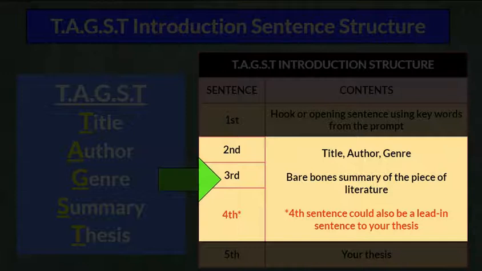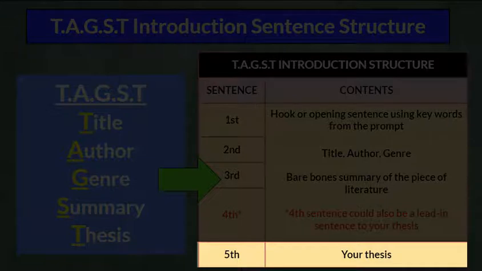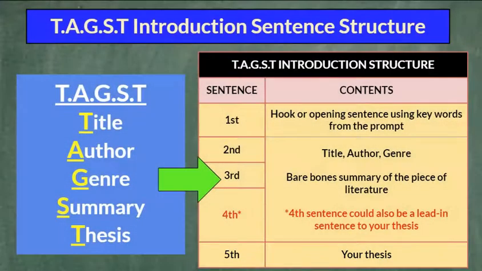This bare-bones summary of the piece of literature should only cover the basic elements of the plot and should mention any characters you are going to be discussing in your essay. Note here that the fourth sentence can either be the last part of your summary or a sentence that leads into your thesis statement. We will get to more of this later. Your final sentence should be your thesis statement. If you did not use a full sentence to lead into your thesis, add a transitional phrase at the beginning of your thesis statement that leads into it. Again, do not worry, we will be going over all of this in a few moments.